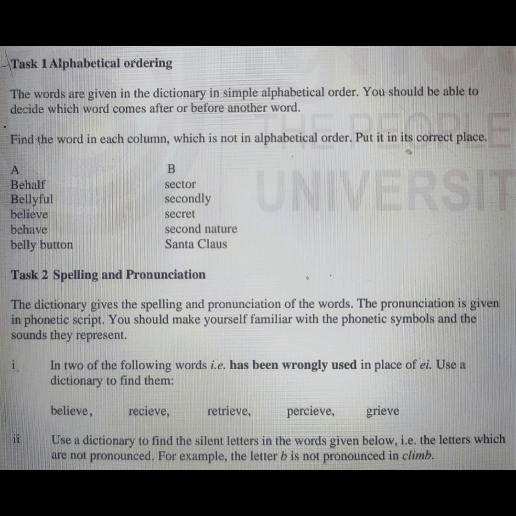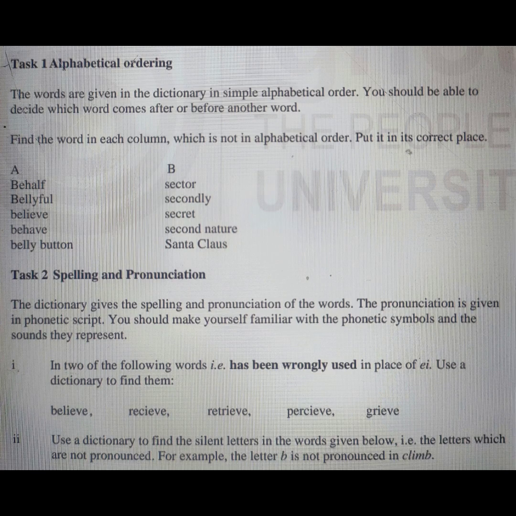A. Behalf, bellyful, believe, behave, belly button. B. Sector, secondly, secret, second nature, Santa Claus. Task 2: Spelling and pronunciation. The dictionary gives the spelling and pronunciation of the words. The pronunciation is given in phonetic script. You should make yourself familiar with the phonetic symbols and the sounds they represent.